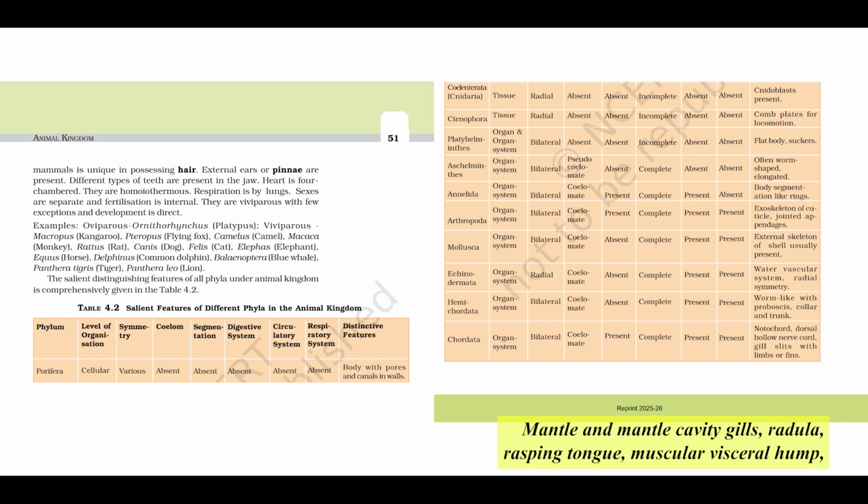Mantle and mantle cavity, gills, radula, a rasping tongue, muscular foot, visceral hump. Echinodermata: exclusively marine, spiny skin, calcareous ossicles, endoskeleton. Water vascular system, tube feet for locomotion, feeding, respiration. Radial symmetry in adults, bilateral symmetry in larvae, no head. Hemichordata: worm-like, marine, proboscis, collar, trunk, stomochord in the collar region, gill slits present, open circulation.